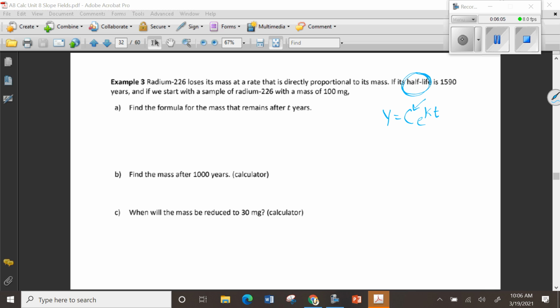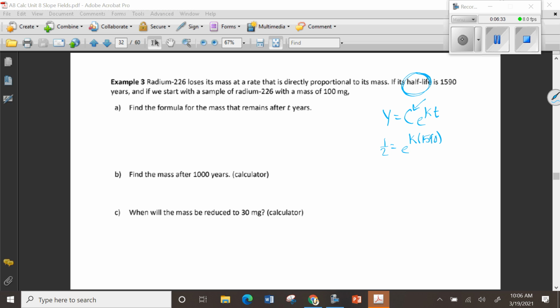So I just automatically start with 1/2 equals e^(k·1590), since it says it takes 1590. You're going to get the same thing as if you were to start with the 100. You'd have to cut it in half, call it 50, divide the 100 off. You'd still end up with this 1/2. So what I tend to do is just start with that fraction when it says half-life and ignore the fact that C was there.